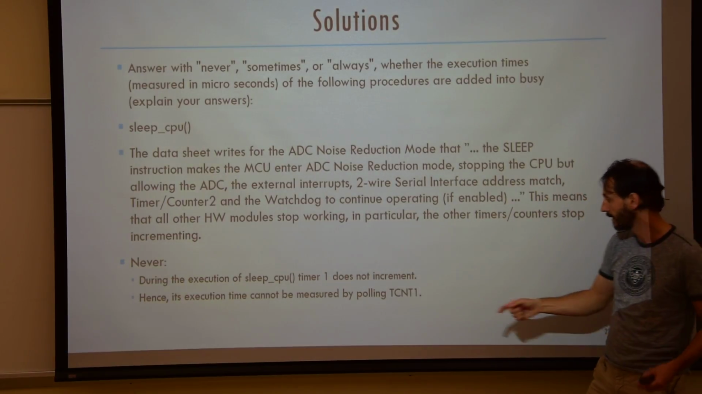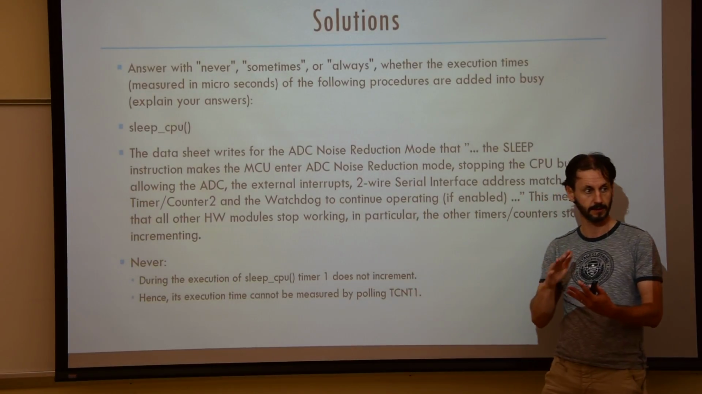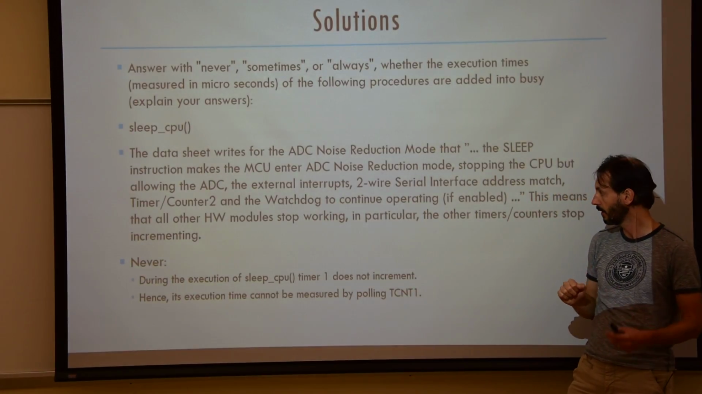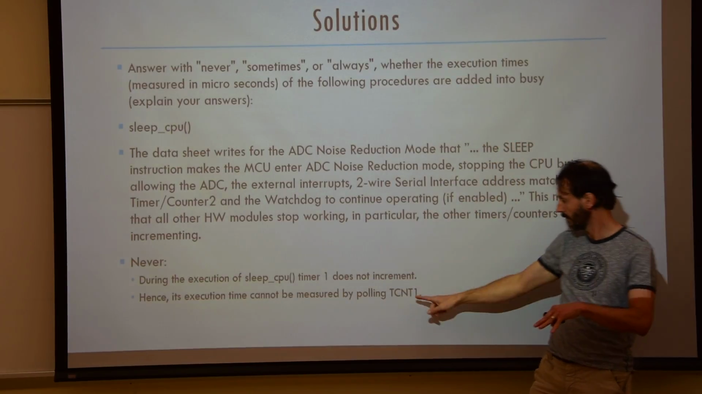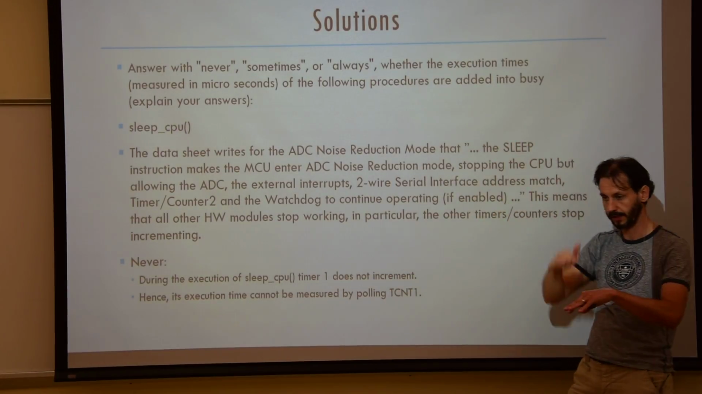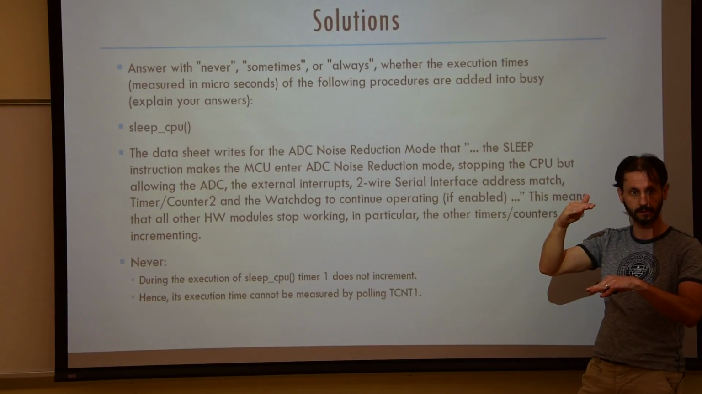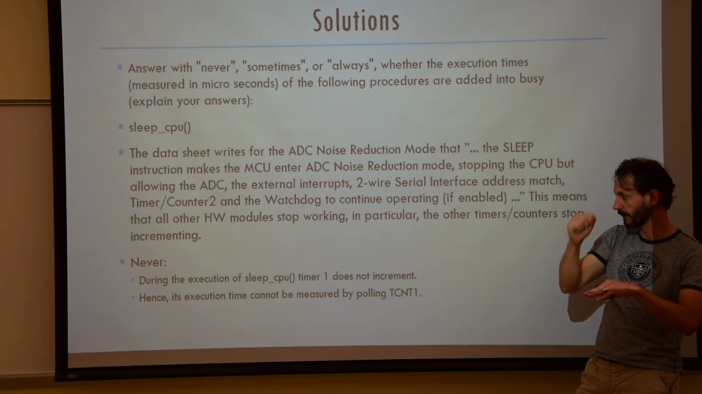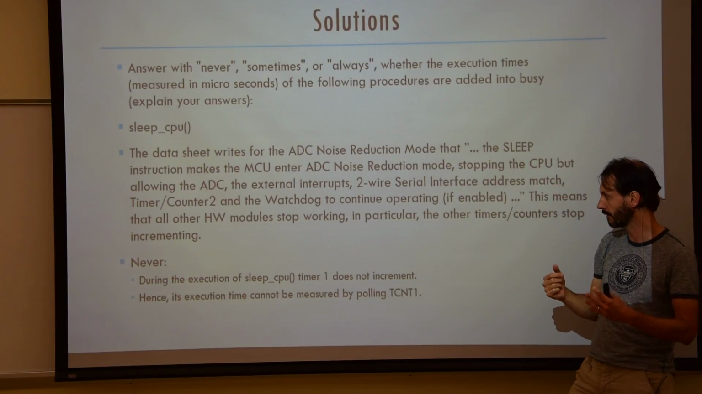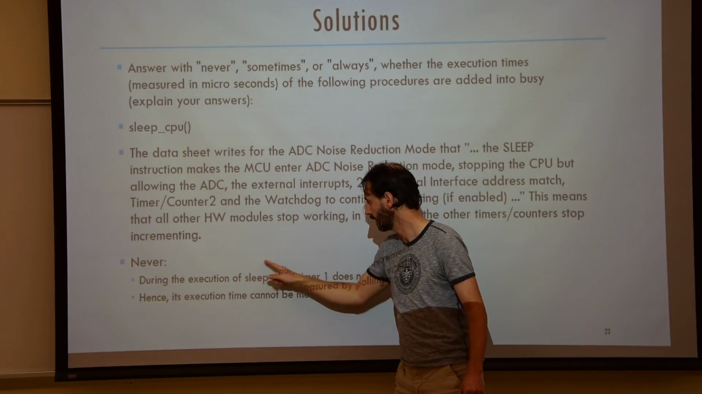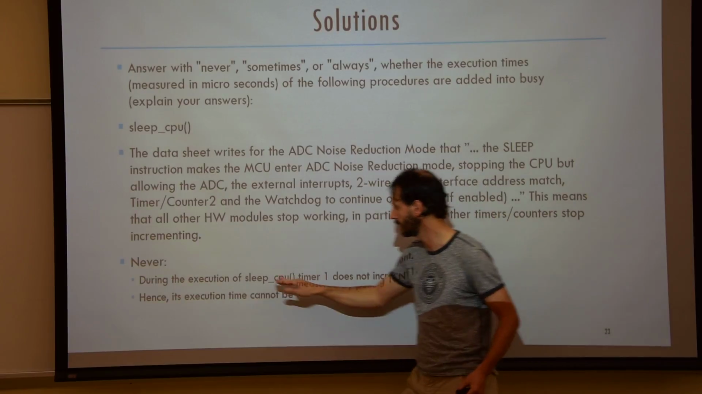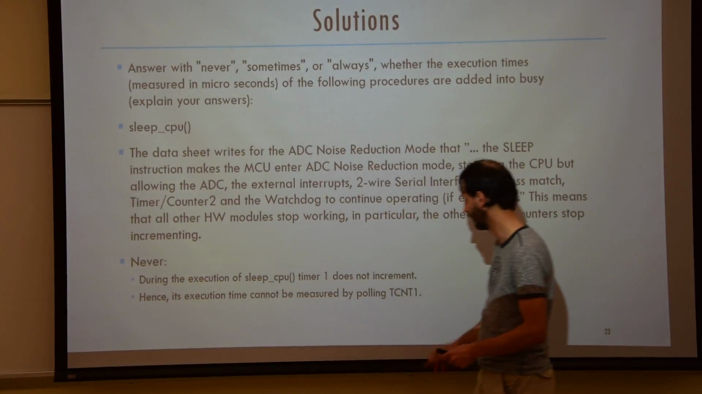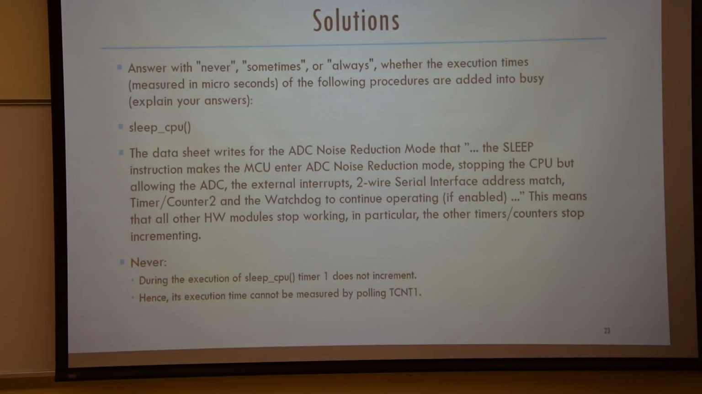So during that time, TCNT1 is not incrementing its ticks at all. So if you are measuring the before value of TCNT1 and the after value, you look at the difference, then those ticks only represent increments that were executions that happened outside sleep CPU, and that's why this is not included ever in that busy signal.